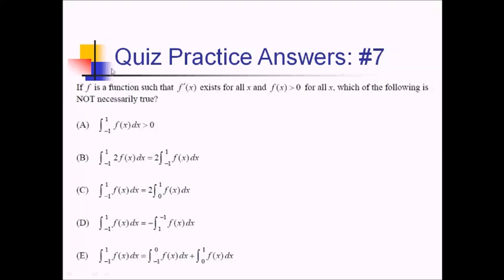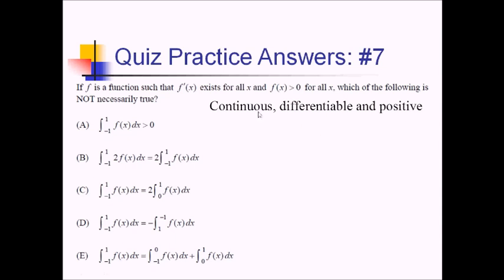For this one, if f is a function such that f prime exists for all x, and f is greater than 0 for all x, which of the following is not necessarily true? So let's translate what they just said here. If f prime exists for all x, that means that our function f is differentiable because f prime exists everywhere, and therefore it is also continuous. And this bit here is just telling us our function is also positive.